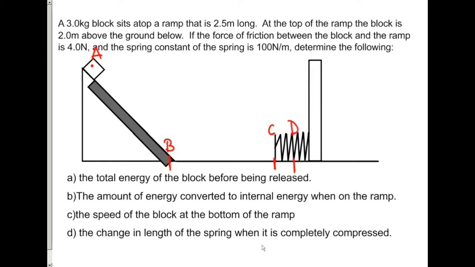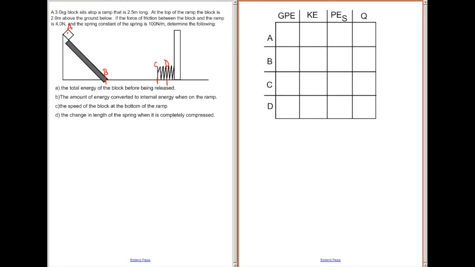spring at point D. So the next thing I'm going to do is create a table of those 4 points, A, B, C, and D, and the different types of energy that it could possibly possess. Now at point A, the block only has gravitational potential energy, so I'm going to put an X in that box. Now as it slides from A to B, there's going to be friction, and the object is obviously going to pick up speed as it goes down, so I'm going to say that it has kinetic energy and thermal energy because of that friction.